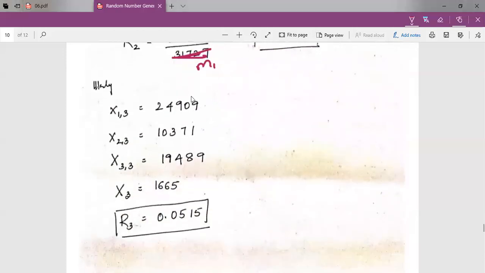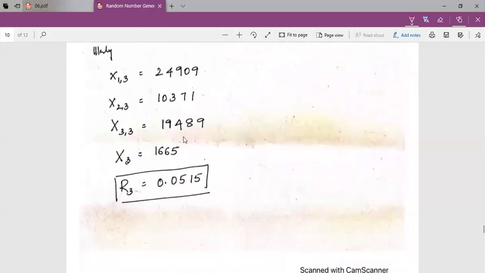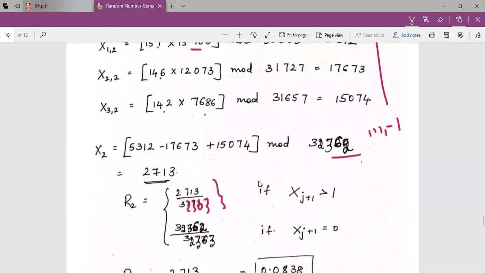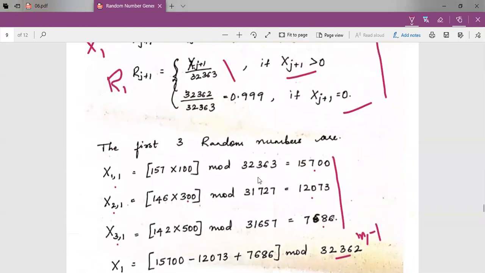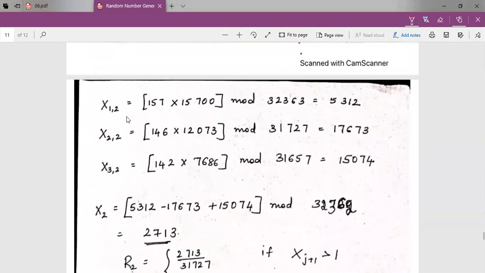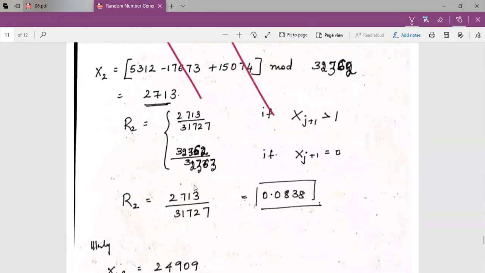Fine. In a similar way, you just apply the formula and try to generate the random number R3. If you still want to continue with this, you can even generate R4, R5 and so on. This is what it is all about, your combined linear congruential generator.